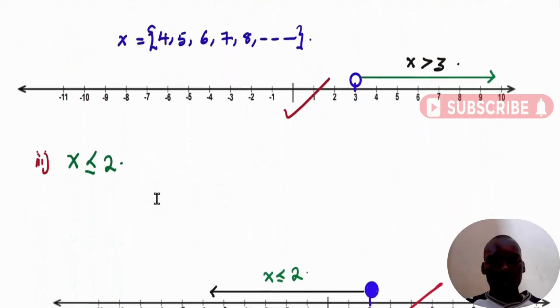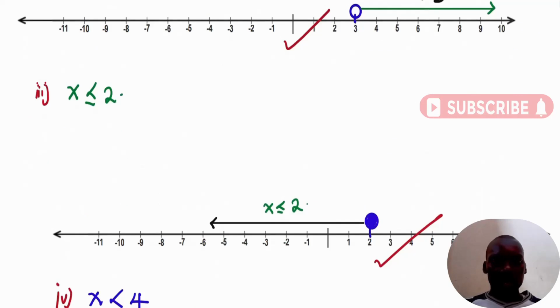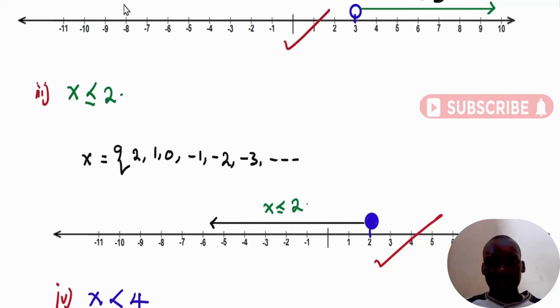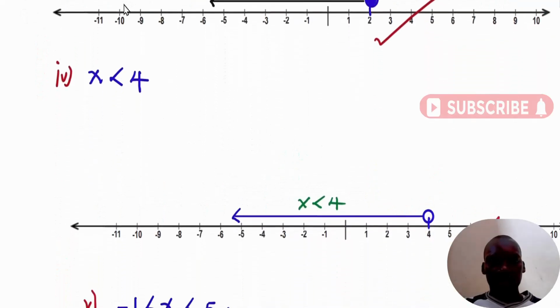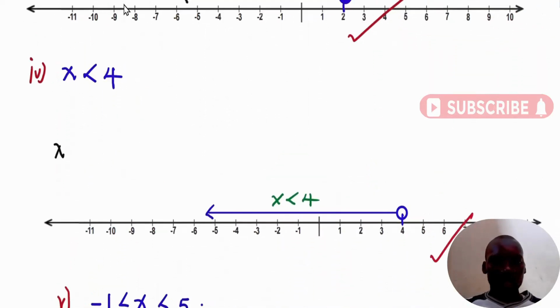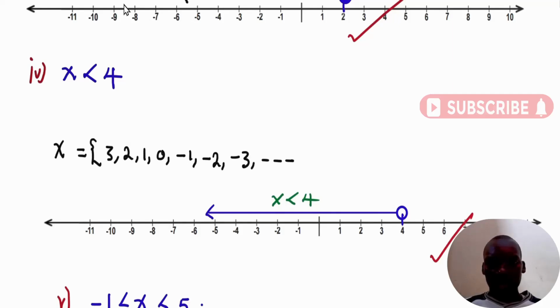Then you go for Roman numeral 3. Our solution set, the x is simply going to be equal to, we look at this number line, we can see that 2 is inclusive. So we have 2, 1, 0, negative 1, negative 2, negative 3, continues in that direction. So that would be the solution set for Roman numeral 3. Then for Roman numeral 4, we have x being equal to, we look at this, 4 is exclusive. We begin from 3, 2, 1, 0, negative 1, negative 2, negative 3, and continues in that order.